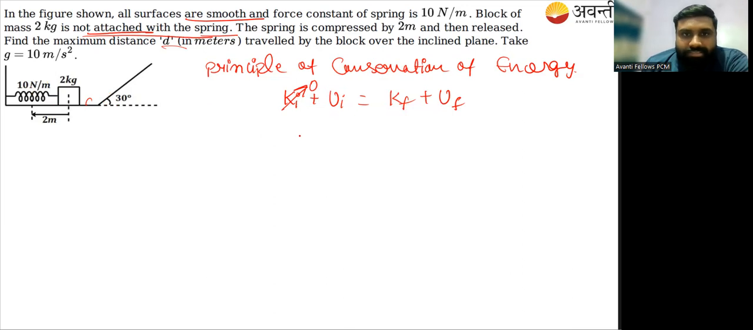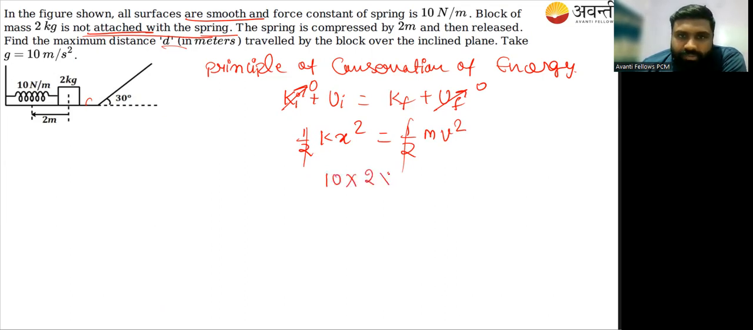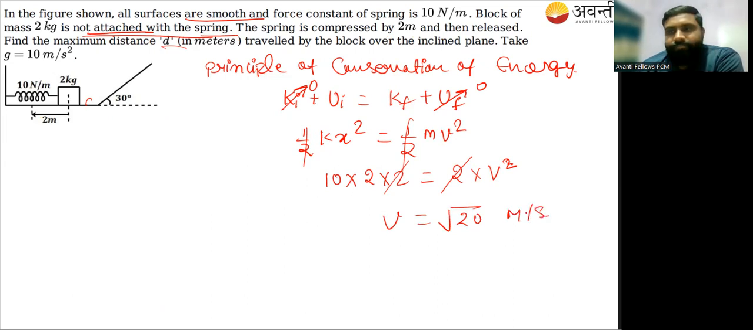Okay. So that energy is given by 1 by 2 times kx square. Now the final potential is zero because the spring is now at natural length. But the final kinetic energy that will be gained by this block is half mv square. So K is given as 10, x is 2, so 2 into 2, 2 meter we have compressed it. Mass is also 2 kg. So the 2 and 2 will cancel out, and the velocity will be root 20 meter per second.